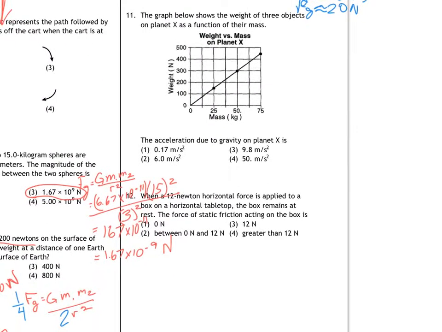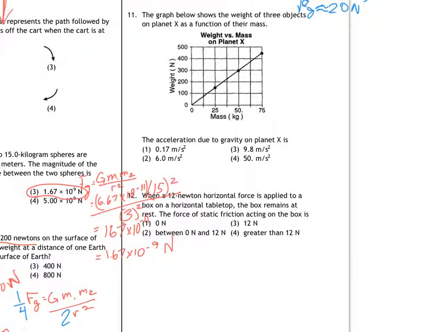So for number 11, we have a graph that relates weight to mass. And that means that the slope, well, we'll start this way. The slope of any graph, no matter what, is going to be the change in y over the change in x, or the rise over the run. And y in this case is a force, and x is a mass. So that means that what we're getting from a slope here is acceleration. So when they ask me the acceleration, I realize I just need to find a slope.